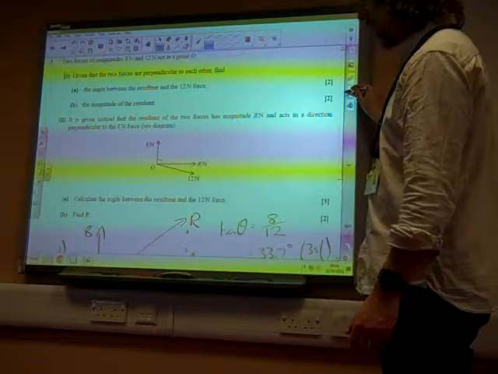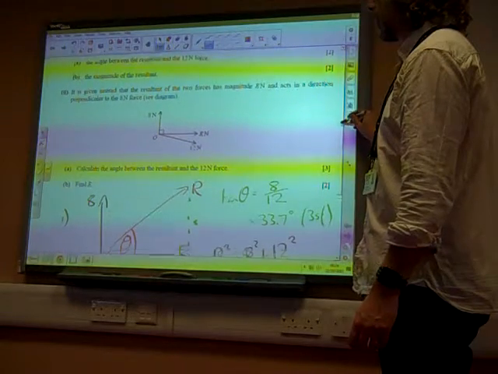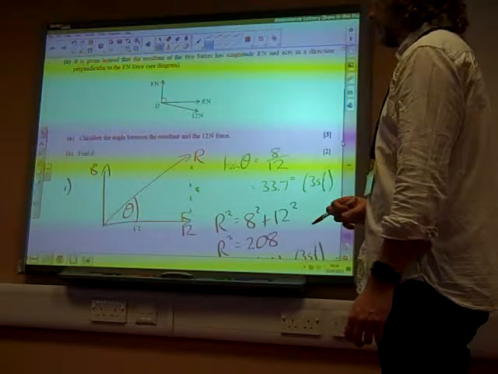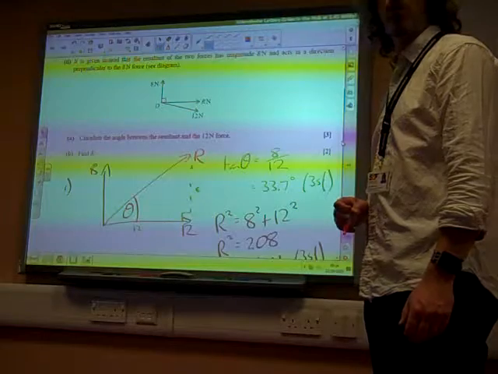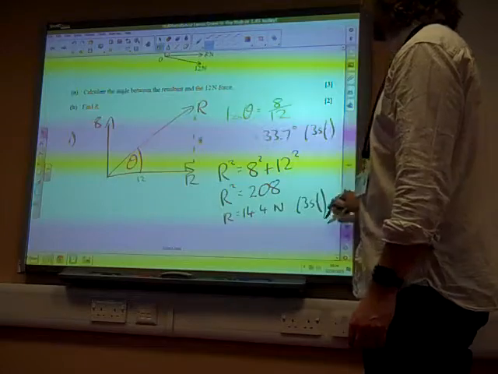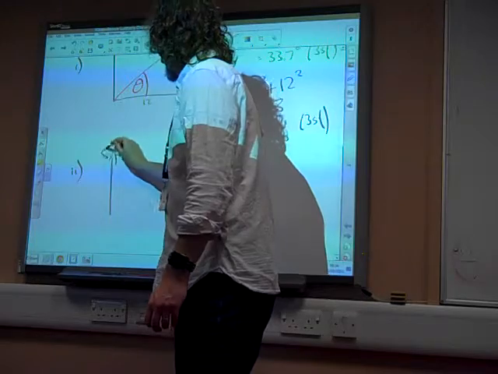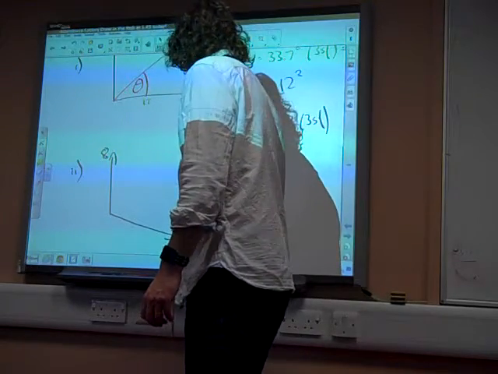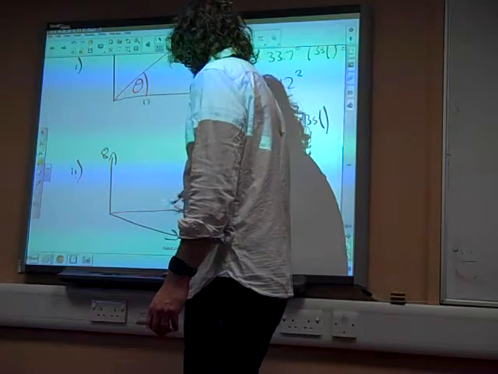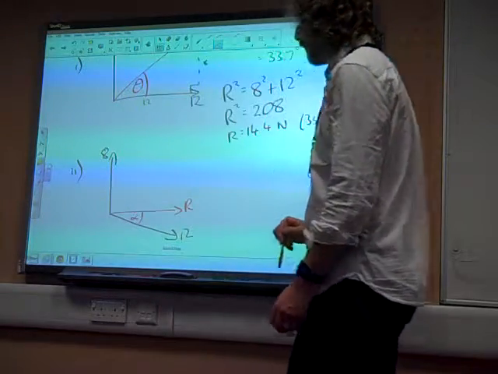But then, it's given instead that the resultant of the two forces has magnitude R and acts in a direction perpendicular to the 8 Newton force. Calculate the angle between the resultant and the 12 Newton force. Okay, so we're now wanting to do this slightly differently. So we've got a new diagram for part 2. Well, that's 8. That's 12. Here's our resultant, which I'll do in red again. Let's call this angle alpha now, so that we're talking about something different.